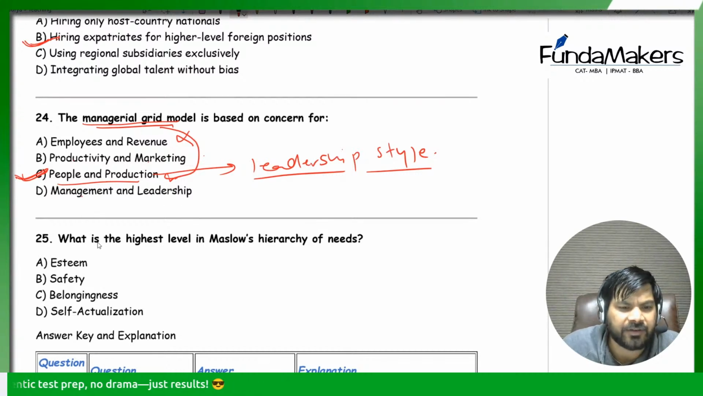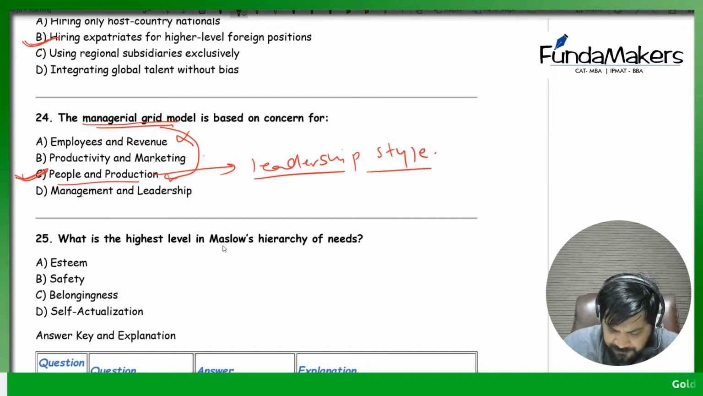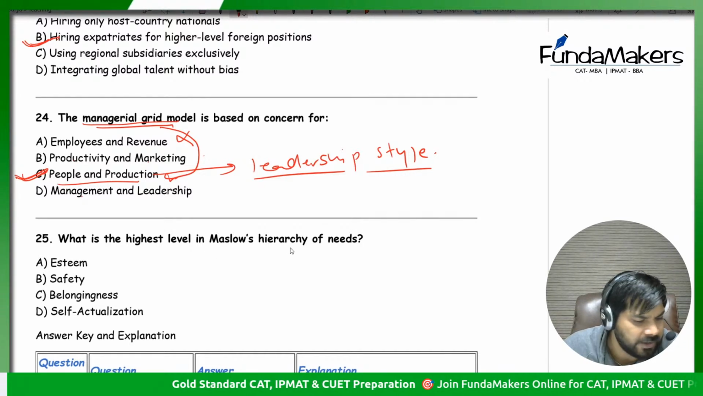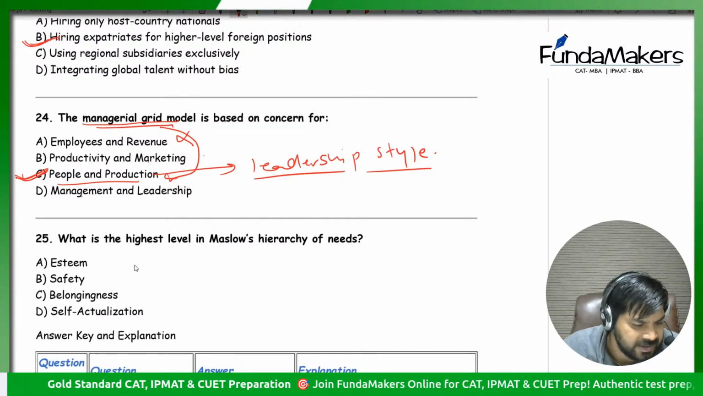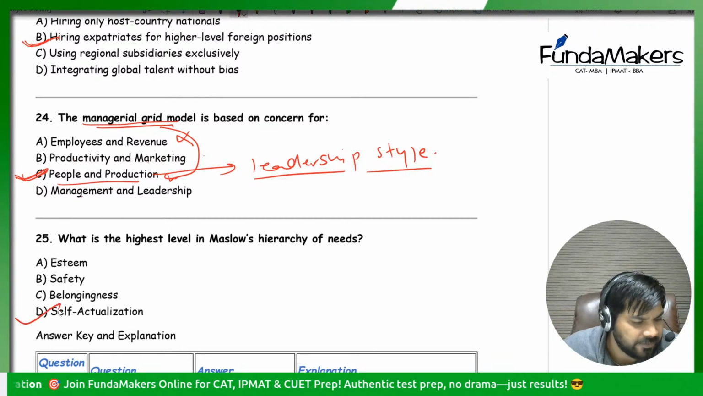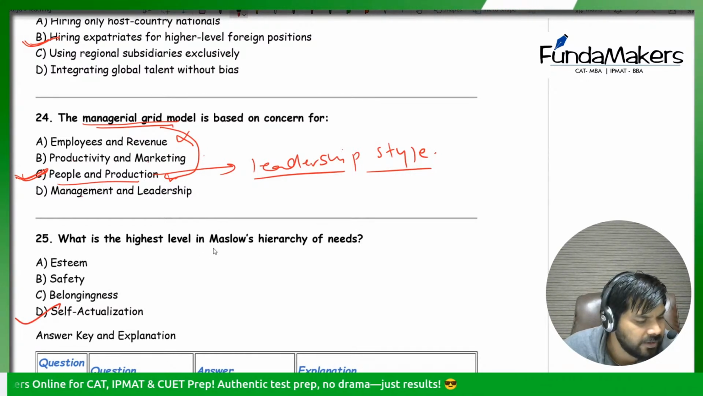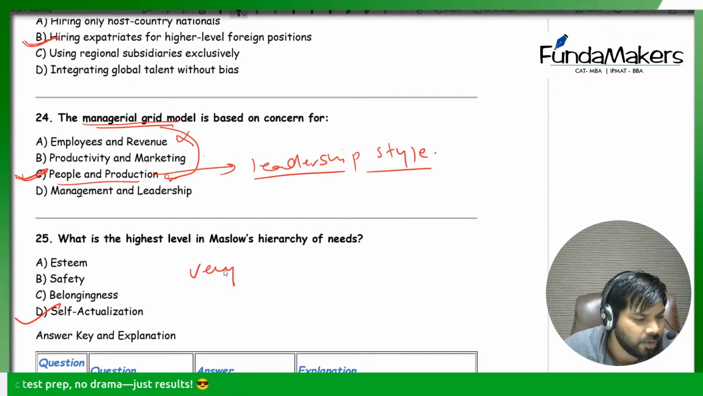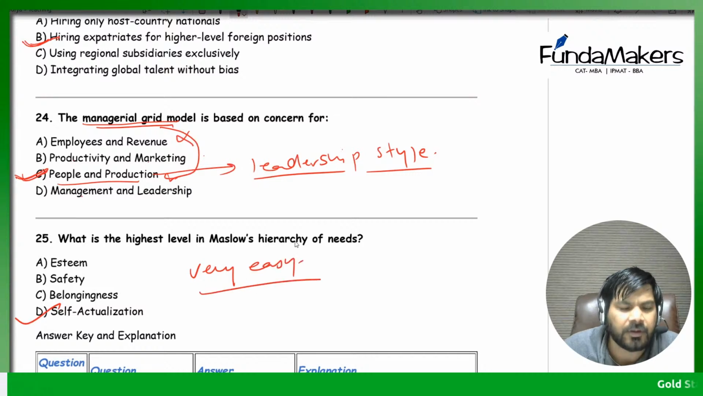Okay. Next, what is the highest level in Maslow's hierarchy of needs? Now, this is a very simple question. Everybody must have studied it. Give me an answer to this question. What is the highest level in Maslow's hierarchy of needs? The options are esteem, safety, belongingness, or self actualization. The correct answer is self actualization. Right, this is a very easy question. Anybody who is a BCom or a BBA would easily guess this answer, right? So this is a very easy question, right?